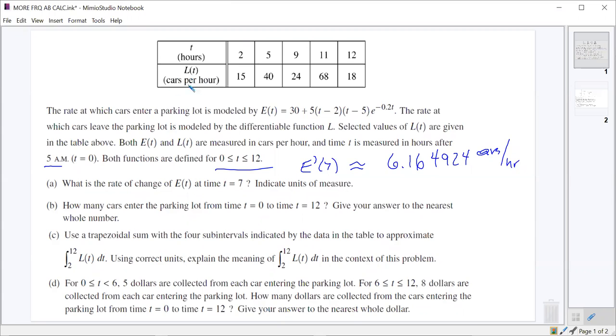And then they also ask for units, and the units are per hour, right? It's cars per hour for E of t, the rate at which cars enter, cars per hour. And then per hour again because we're taking the derivative with respect to t. So cars per hour squared. And that is worth 1 point for the whole thing for A. You had to have the units. If you just had the number, you did not get the point. Okay, everyone good with A?